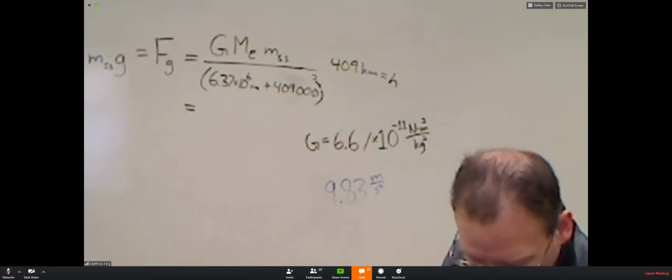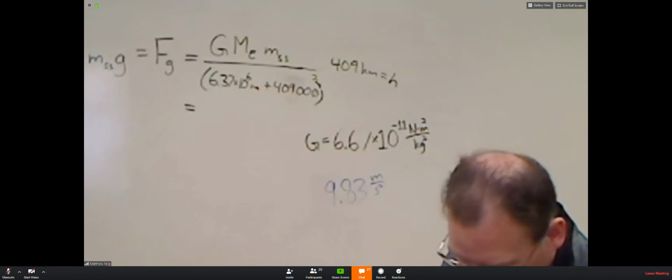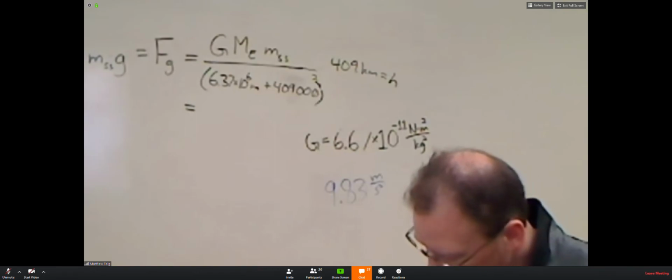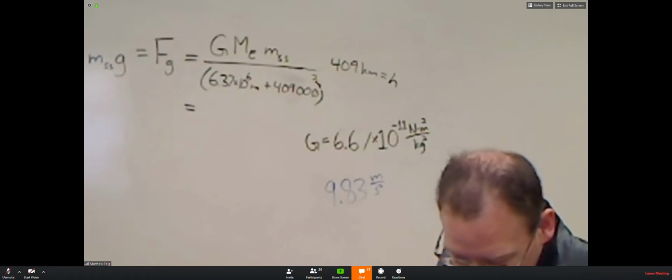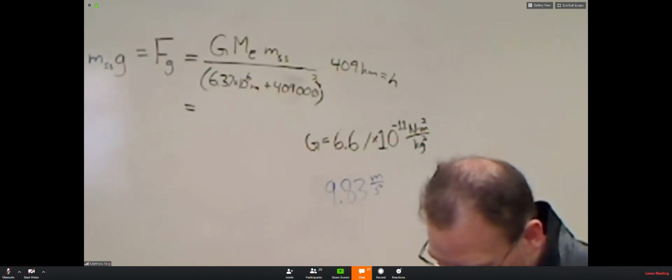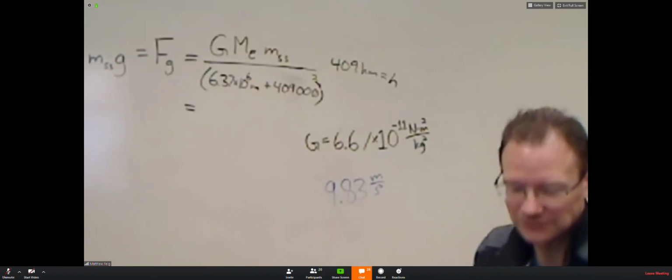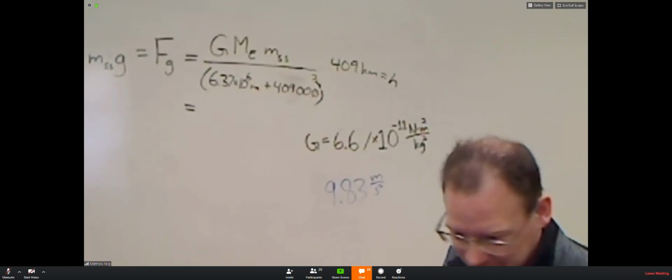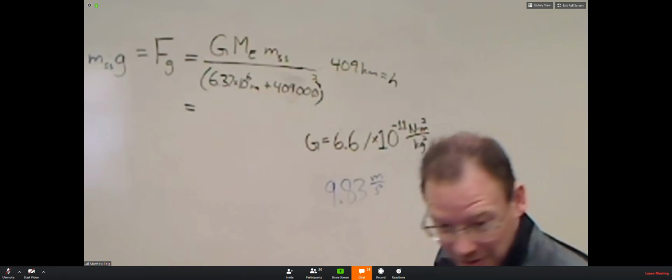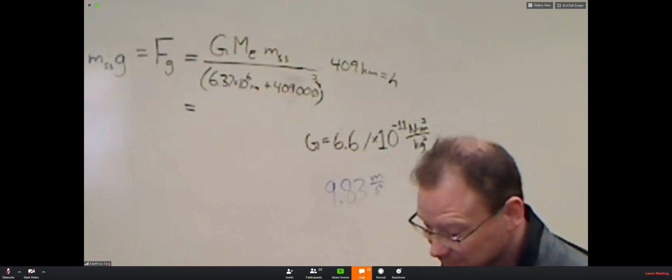Little g at the International Space Station equals, I got 8.68 meters per second squared. Anybody else? Just pop it into your calculator. You should get something in the high eights. Anybody agree?